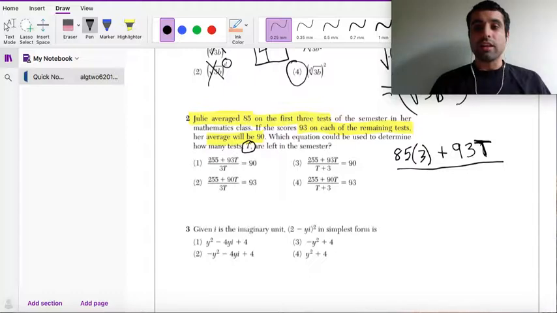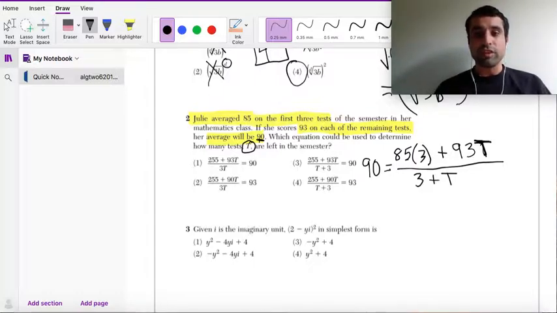The average would be 90 in that case, so we know it's going to equal 90. The total sum of the first 3 exams, which is 85 times 3, plus the next t exams, which is 93t, all divided by the number of exams. The first time there were 3 exams, then plus t exams, so the total number of exams is 3 plus t, or t plus 3. These two choices have t plus 3 in the denominator. These two have 3t, so we're down to 50-50. We know that 85 times 3 has to be 255. We don't need to show that work because all the choices put 255 up here. But the average has to be 90 and not 93, so it'll be choice 3.